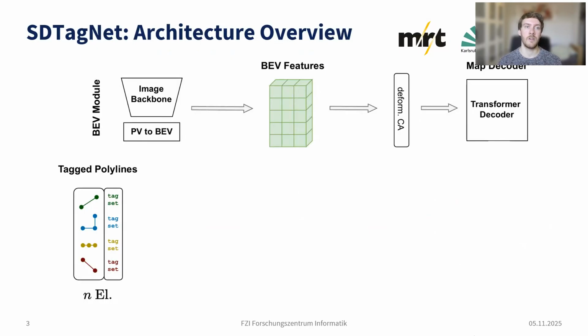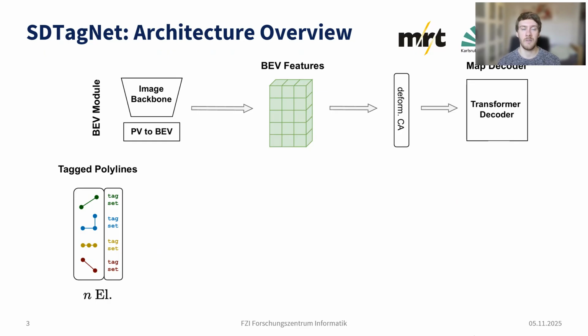For the architecture overview, we have on the top row our standard online HD map construction pipeline, where we take a set of camera images, fuse them into one joint bird's eye view feature grid, and then use these bird's eye view features in a transformer decoder that outputs the predicted map elements.